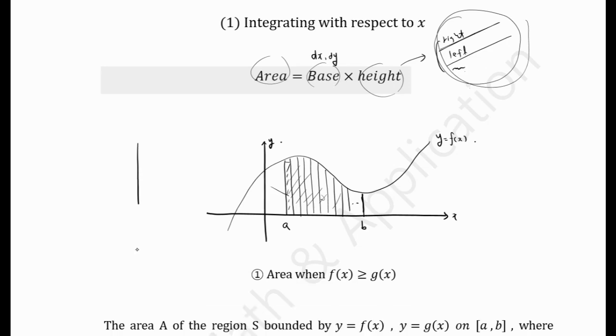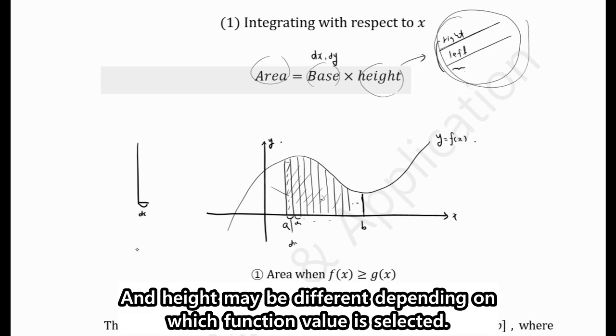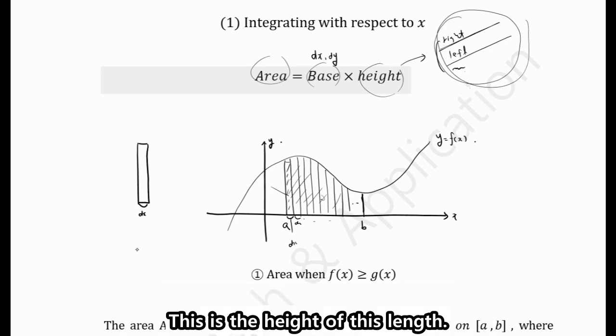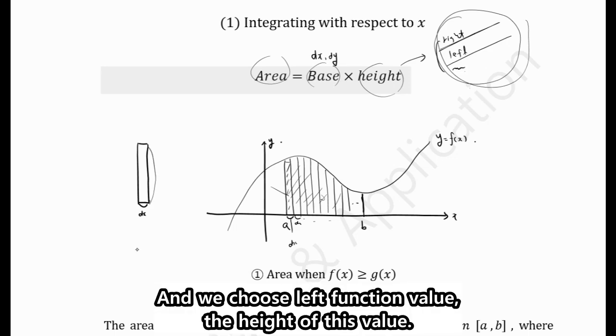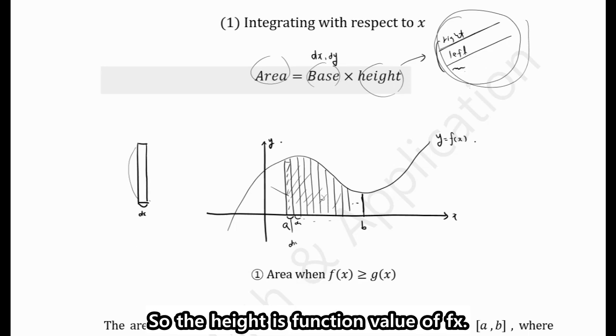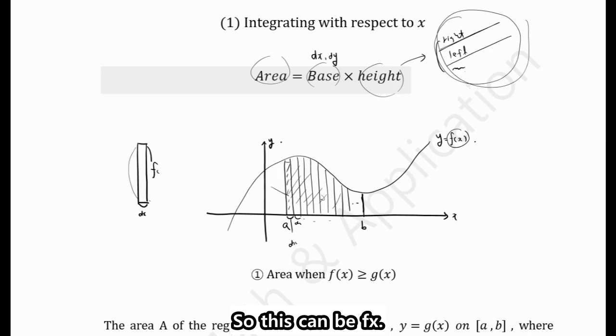This is a subrectangle. The base length is dx, it's the same. This is dx, this is dx, and so on. And the height may be different, depending on which function value is selected. If we choose the right function value, this is the right sum, and the height is this length. If we choose the left function value, the height is this value. So the height is the function value f(x). This is a rectangle area.